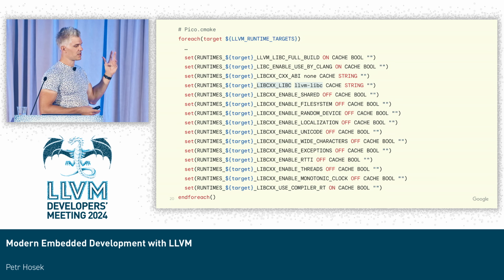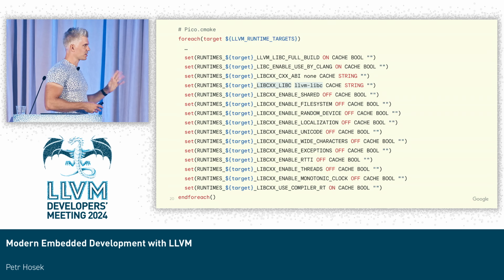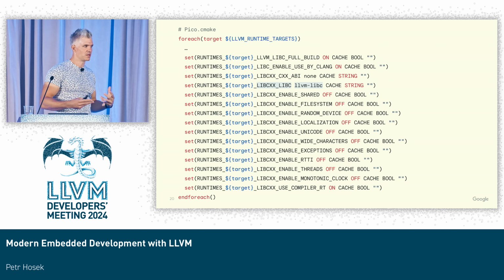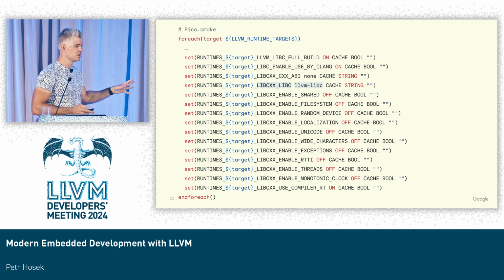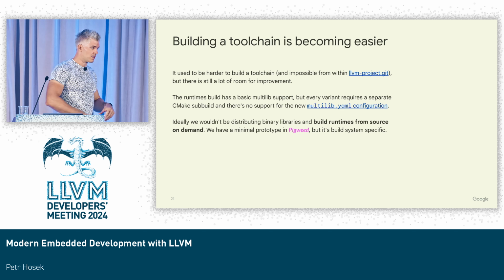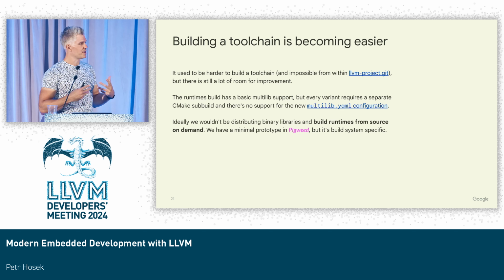Most notably, there are things like localization, Unicode, wide character support. Now, this is temporary. This is something that's being actively worked on in libc, and we hope that over time, all of this will get implemented, so many of these won't be needed in the future. All in all, I think building a toolchain is becoming easier.